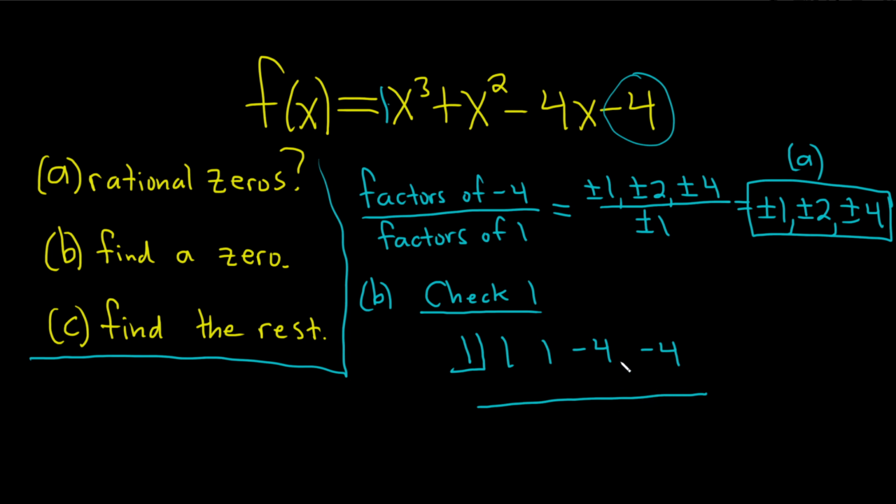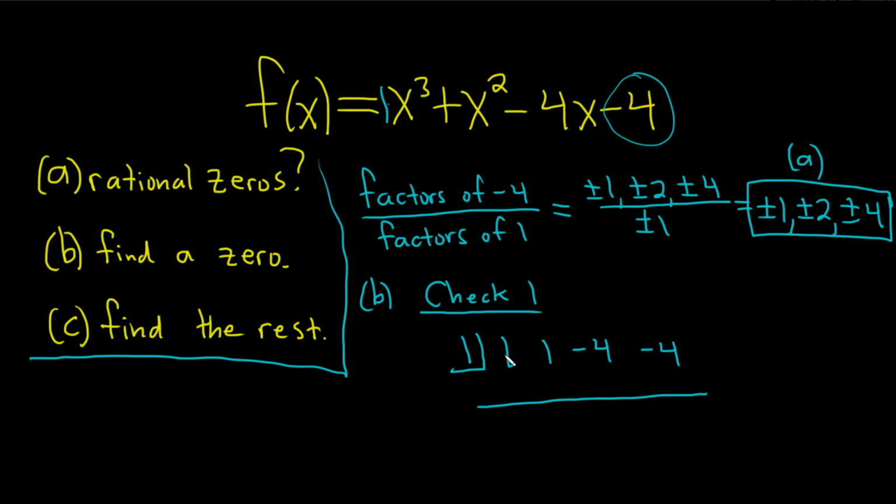We're going to go through this whole process, and if we get 0 as a remainder, then we know this is one of the answers. If we don't get 0, then we're just going to pick a different number. So it's kind of like a trial and error type thing. You just pick one of these, write it down, write down your coefficients, and then try to use synthetic division.